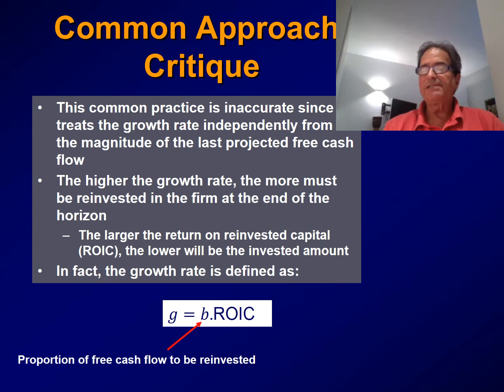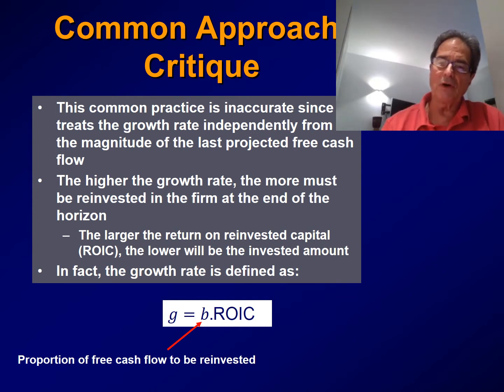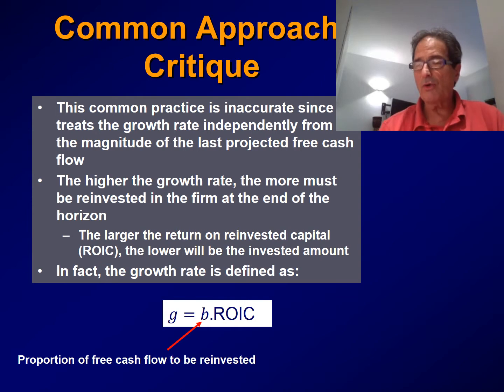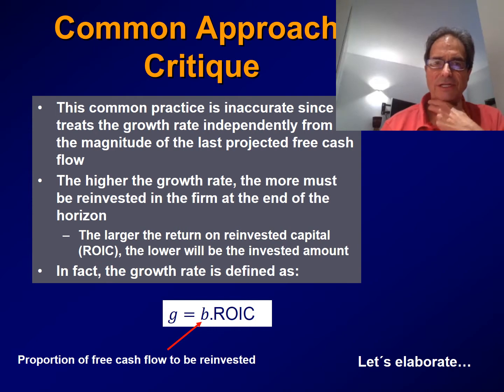the growth rate is defined by these two factors. The first factor is the proportion of free cash flow to be reinvested, that we will call B. It's also known as the plowback ratio. B multiplied by ROIC. ROIC is, as we said before, return on invested capital. So the growth rate will be defined by this formula. Let's elaborate on this a little bit.